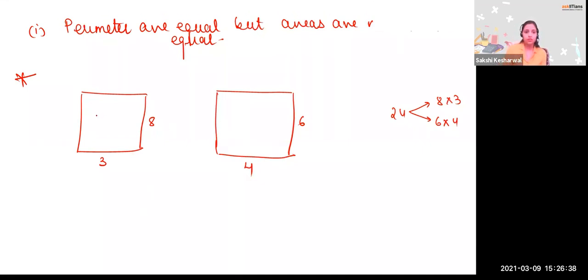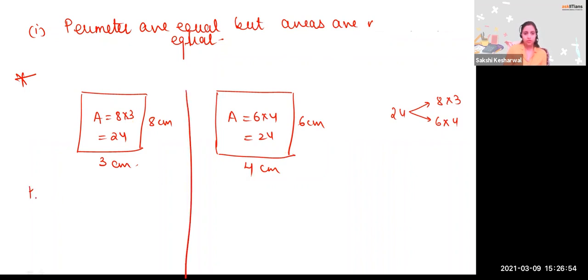The area is 8 into 3, that's equal to 24, right? And its area is 6 into 4, which is equal to again 24. I'm writing this as centimeter, this is centimeter, this is centimeter, and this is centimeter. Now, what is the perimeter of both the figures? I just make a column over here. So what is the perimeter?